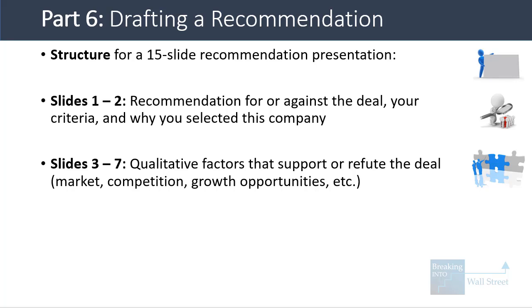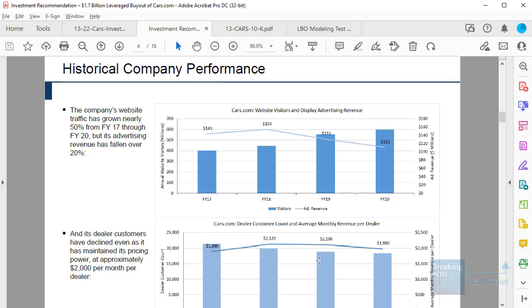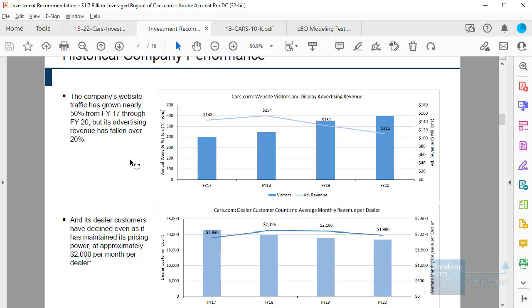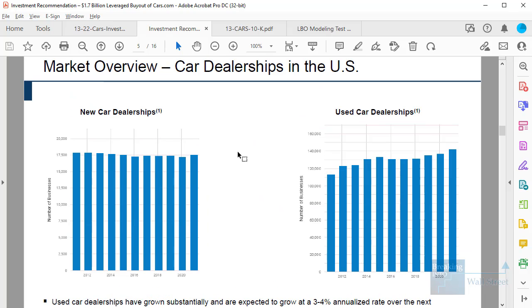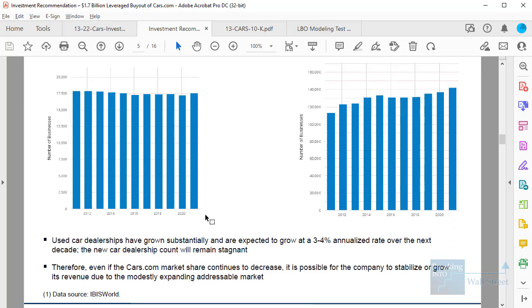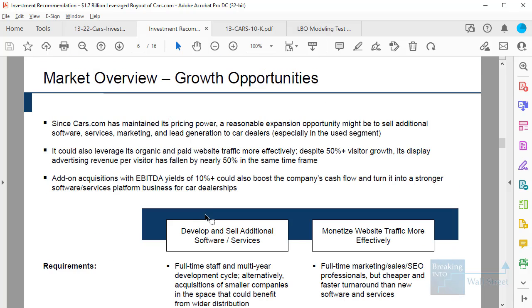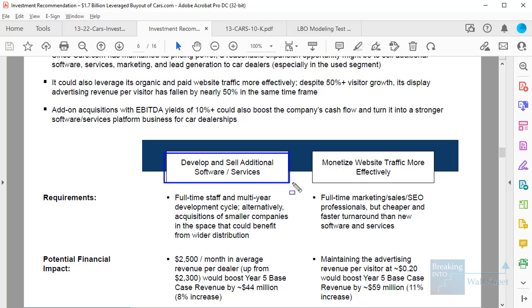Now on slides 3 to 7, you go through the qualitative factors that support or refute the deal. So you talk about things like the market, the competition, and growth opportunities. Here, for example, we start out with an overview of the company's historical performance. Then we talk about the market overview and the car dealerships in the US. And we talk about growth opportunities, namely selling additional software and services to dealers and then monetizing the company's growing website traffic more effectively. It seems ridiculous that the traffic is growing so much, but they're actually earning less and less from that traffic over time.